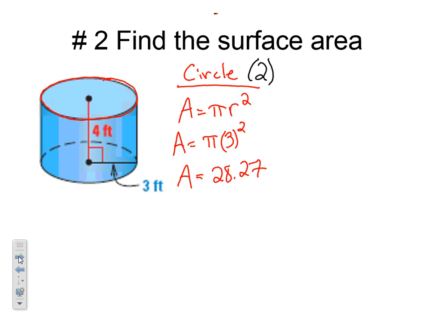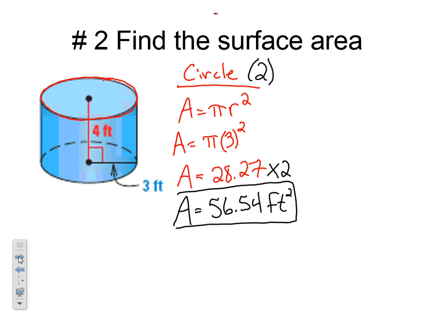So my area equals 28.27. Now, that's for one circle. I have 2 of them, so I have to multiply it by 2. So area equals 56.54 feet squared. So that's just of my circles. So my circles are done. The next thing I have to think about is my rectangle.